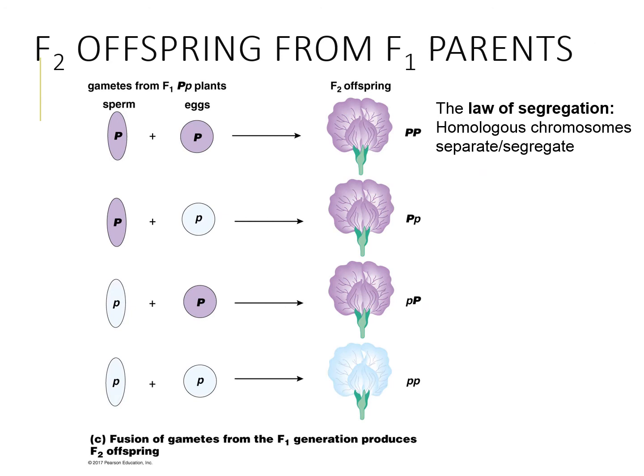In the F2 offspring from F1 parents, let's remind ourselves the genotype of the F1 parents is big P, little p, and this is a self-cross. So we could write it out, big P, little p crossed with itself, big P, little p. A self-cross is the same genotype crossed with the same genotype. And we're still going to consider them as two different parents because he had a lot of flowers, so they were all mixing. So the possibilities are as follows.